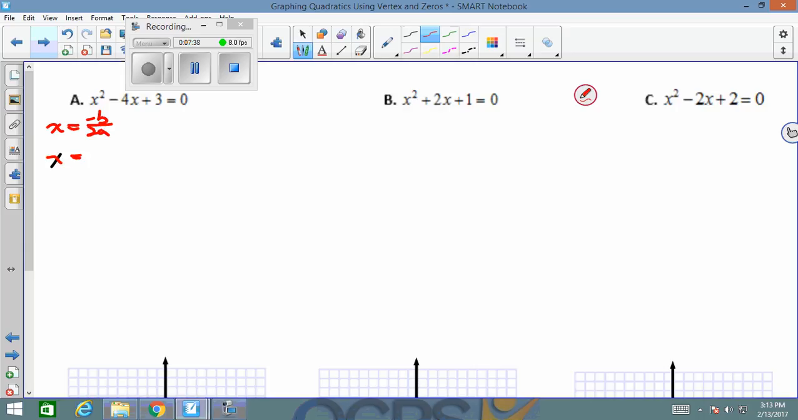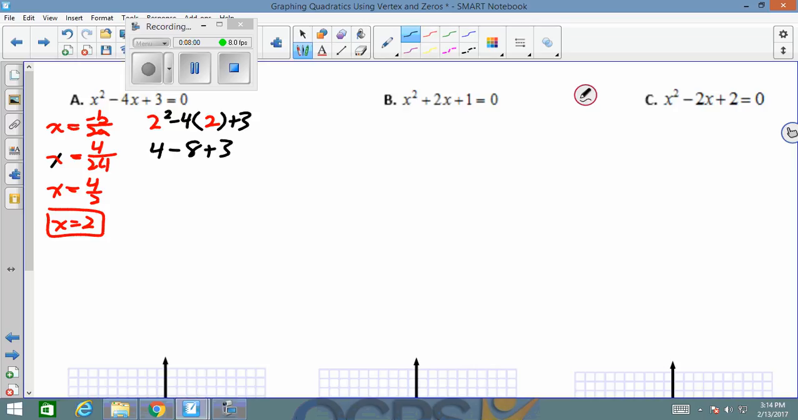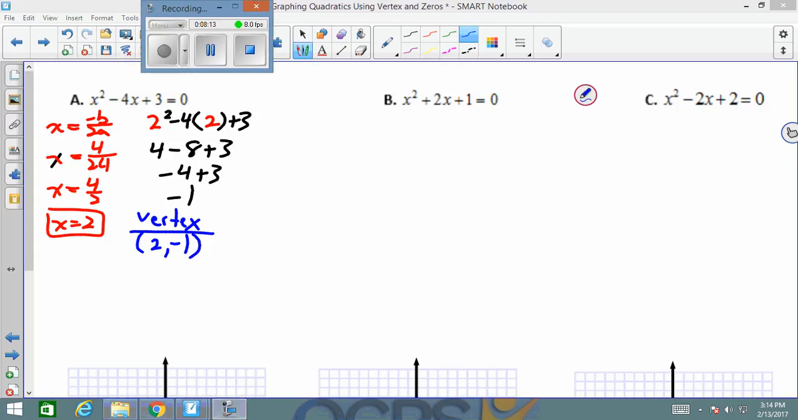So in this case, it's going to be 4 over 2 times 1. So x equals 4 over 2. So x will equal 2. Put that in. So it's going to be 2 squared minus 4 times 2 plus 3. 2 squared is 4, minus 8 plus 3. So that's negative 4 plus 3, which makes it negative 1. So we have a vertex at 2, negative 1.